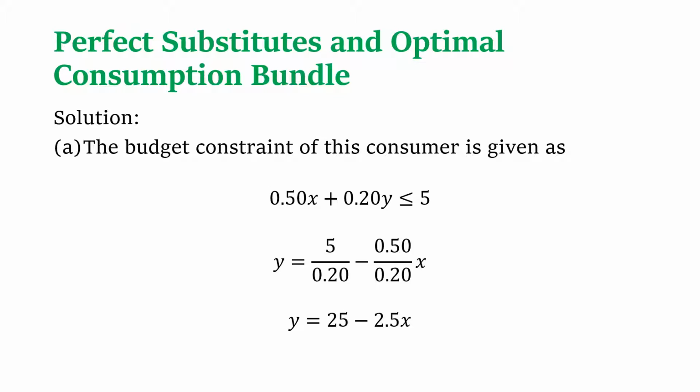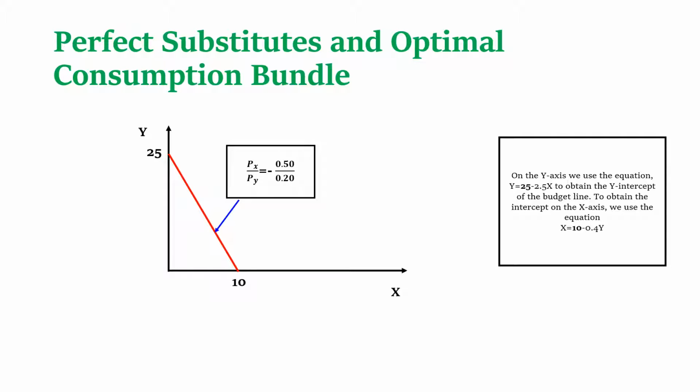So here the intercept term, 25, should be on the vertical axis. And then minus 2.5 is the slope, which is what? Px over Py. So that is the solution to the first part of that question. Now you see if y equals 25 minus 2.5x, so 25 there is the intercept term, which is on the vertical axis. And then if we try to express x in terms of y, we're going to have x equals 10 minus 0.4y.